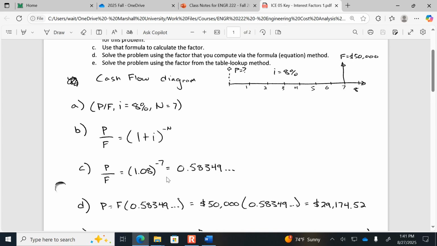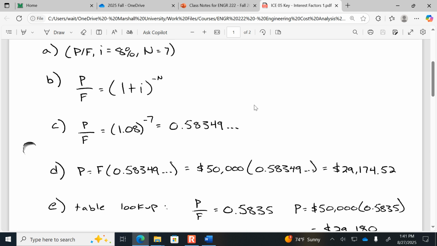So then if we find out what is the magnitude of P, like how much is that present value, then it's going to be the future amount of 50,000 multiplied by the factor that was calculated. And so it's $29,174.52. And it should be accurate to the nearest penny since we calculated the factor ourselves. So if you got sloppy and you wrote like 0.58, then you're not going to get this same number if you just calculated 0.58. So keep all the precision and then round off at the very end is how you do that in this class.